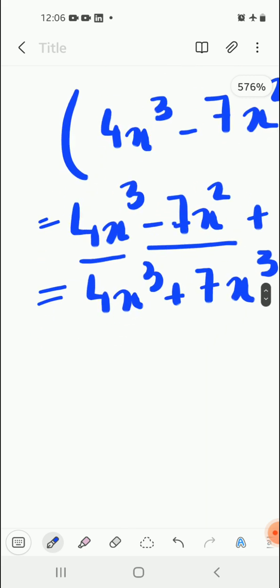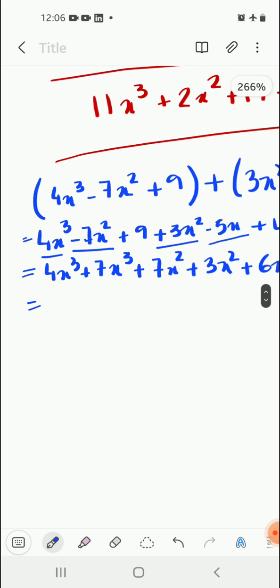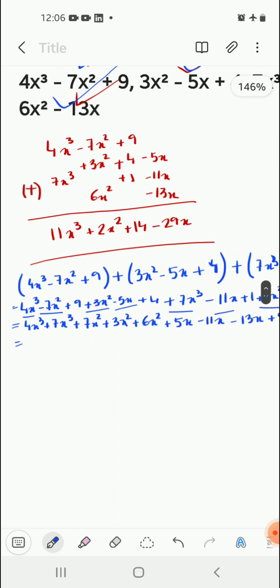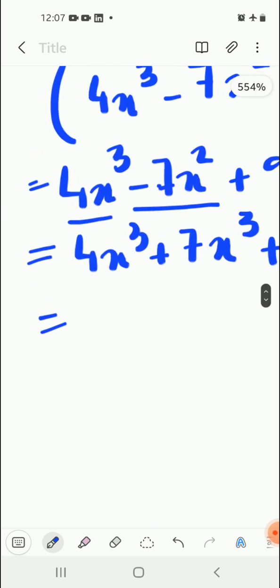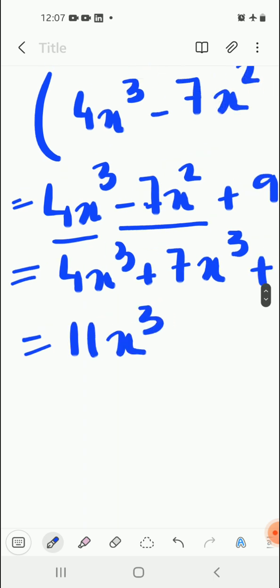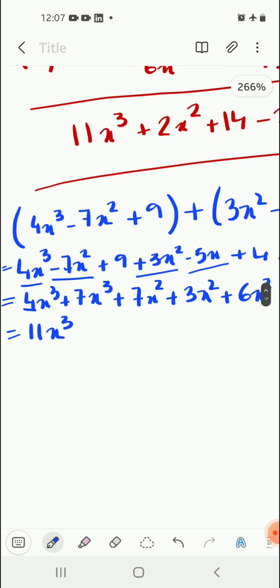Now let's operate. 4 plus 7, that becomes 11x cubed. So the cubes are done.